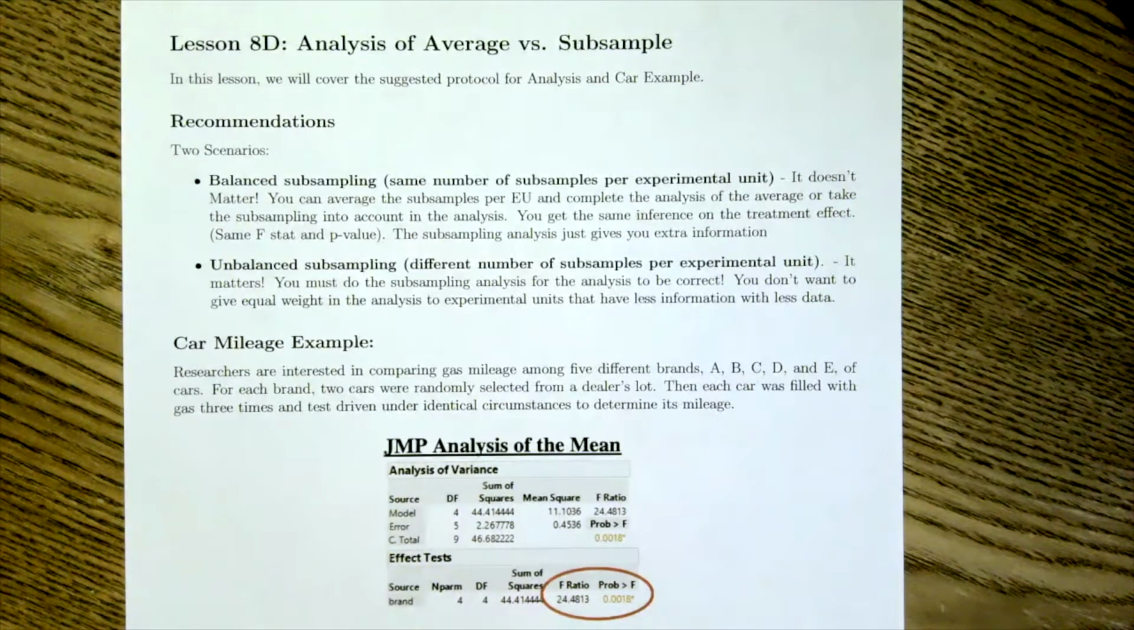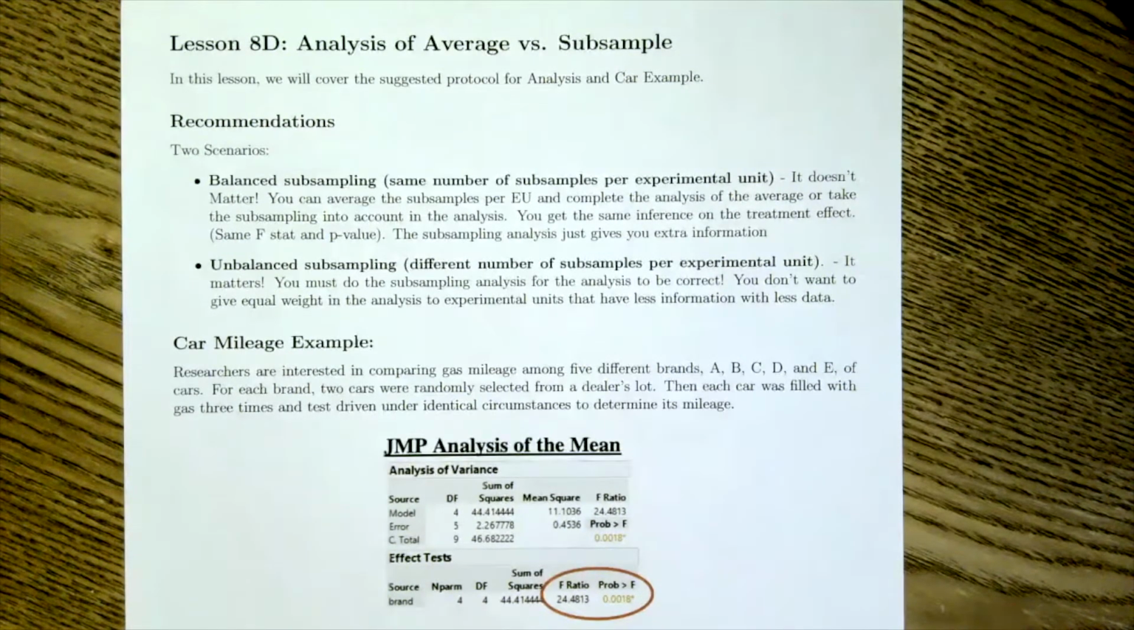This is when we have a different number of subsamples per experimental unit. And this is when it does matter. You have to do a subsampling analysis for your analysis to be correct. You don't want to give equal weights in the analysis to experimental units that have less information. What I mean by information is the number of data per car. So for instance, if we have one car that was driven 2 times and another car that was driven 3 times, we wouldn't want to weight those the exact same. By averaging, we would be giving each subsample equal weight.